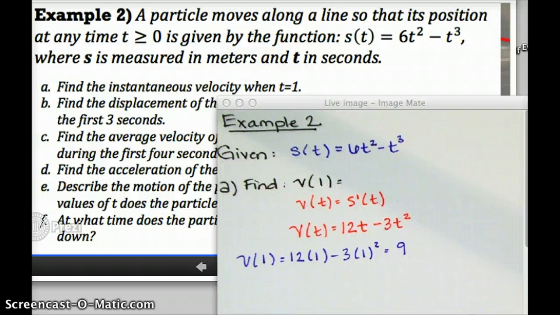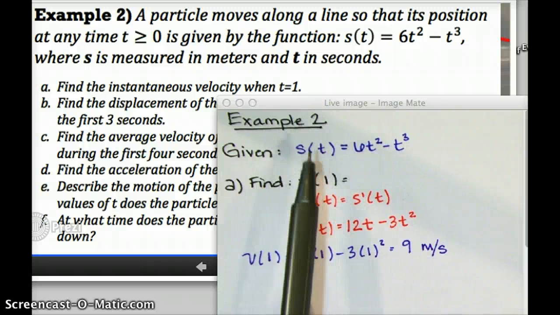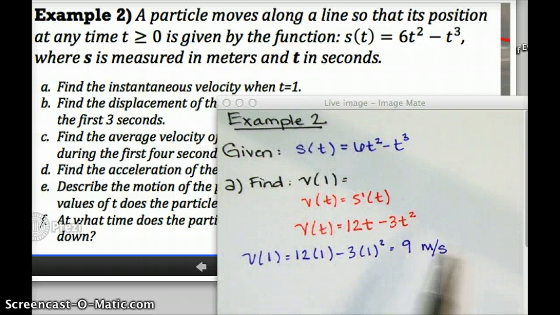And don't forget units. Anytime you're doing a word problem, you must include units in your answer. And the units for velocity are meters per second. Remember, it's like a slope, so there's always going to be two words. Position is just meters, velocity is meters per second. Acceleration would be meters per second squared.